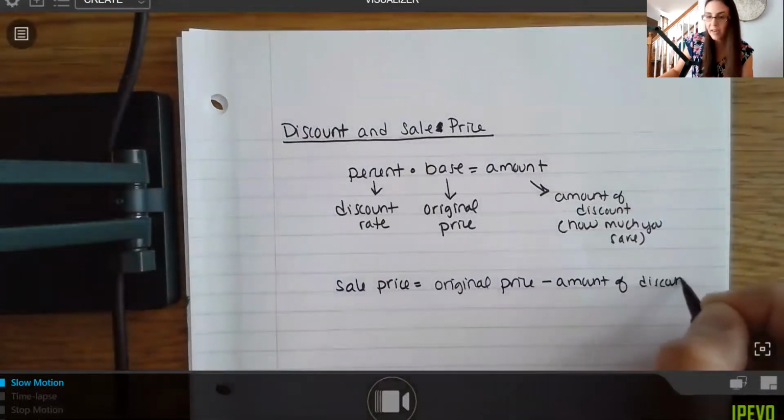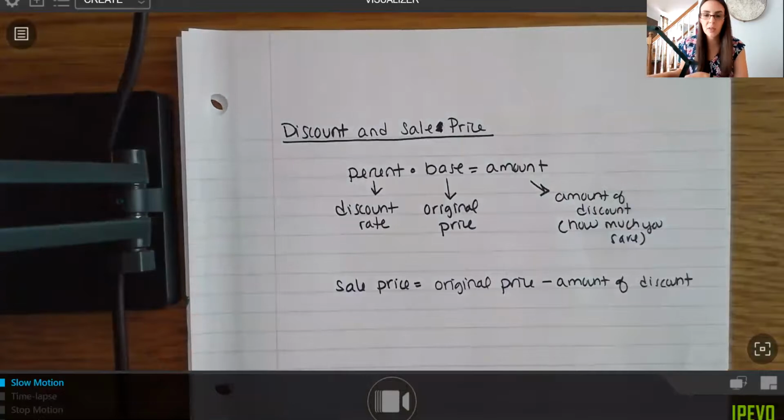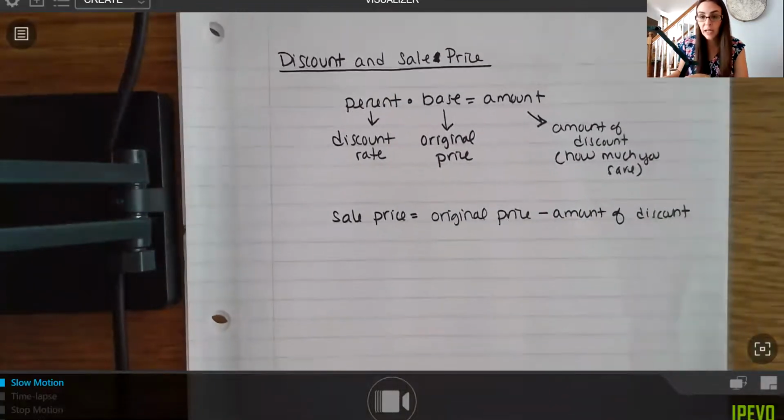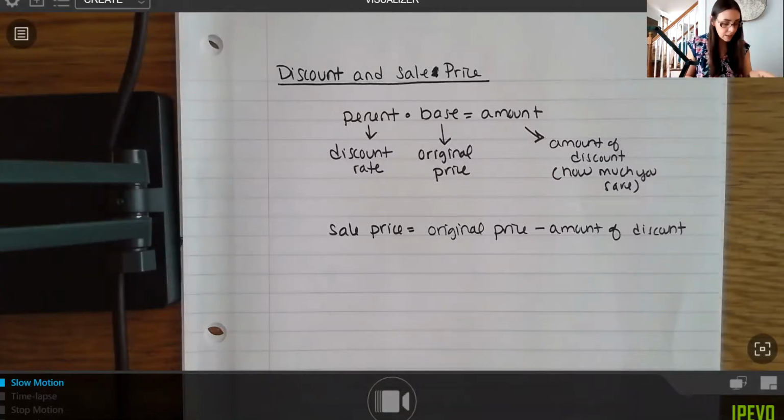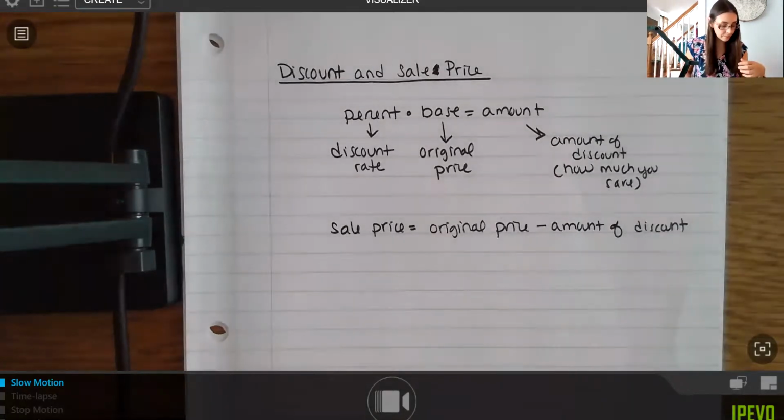Okay, so I just want to clarify that. And again, there's a couple different ways you can do this. So if you have another technique that you've used already, then that's fine too. But this is one way that we can find our discounts and then also find our sale price to see if something is worth buying.